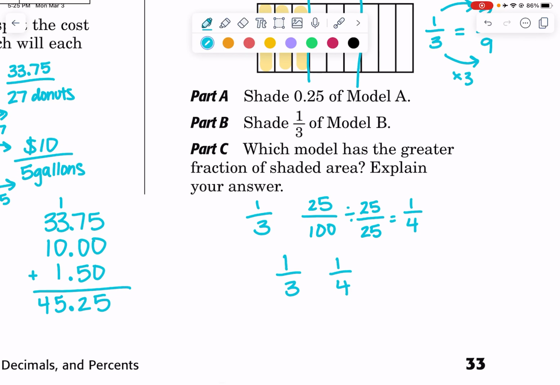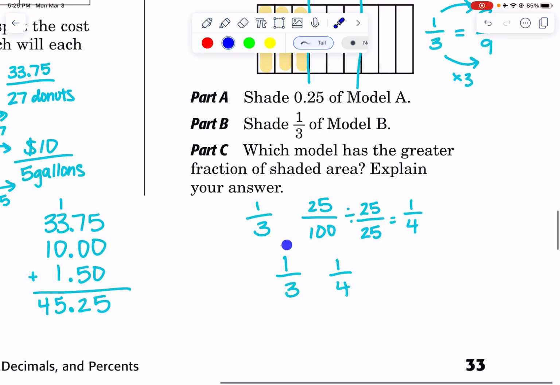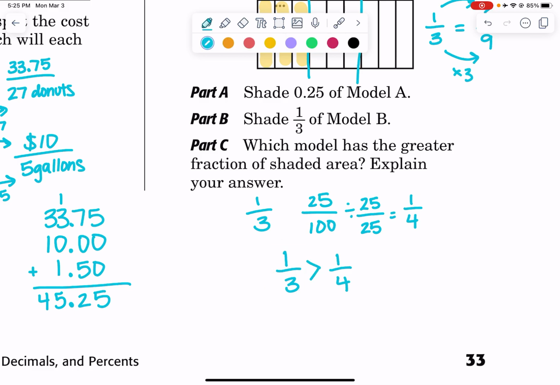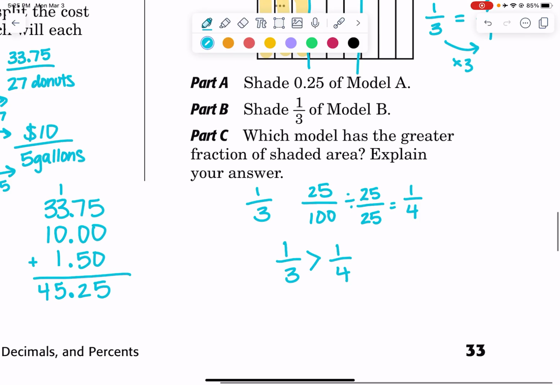I know fractions are kind of backwards. 1/3 means I get 1 piece of cake that was split between 3 people. 1/4 means I get 1 piece of cake that was split between 4 people. Ooh, I think I'd rather have the 1/3, because these pieces are going to be bigger because there was less people to split it between. So 1/3 is greater than 1/4.